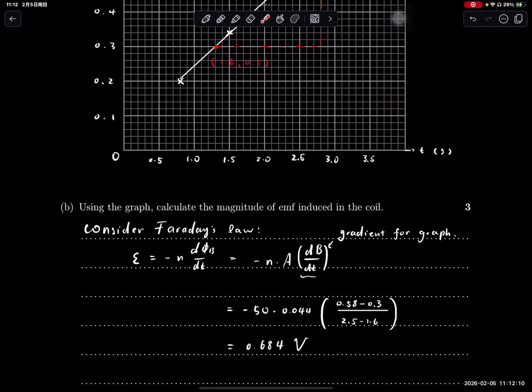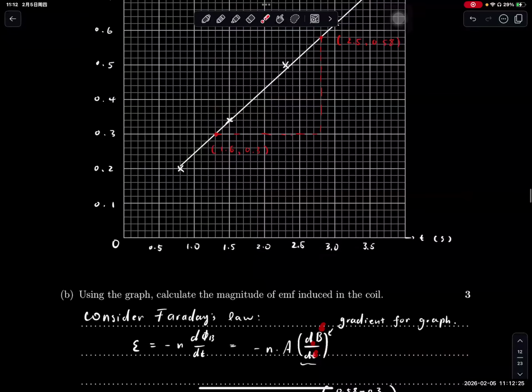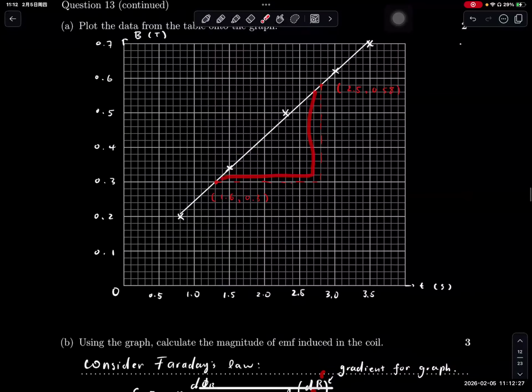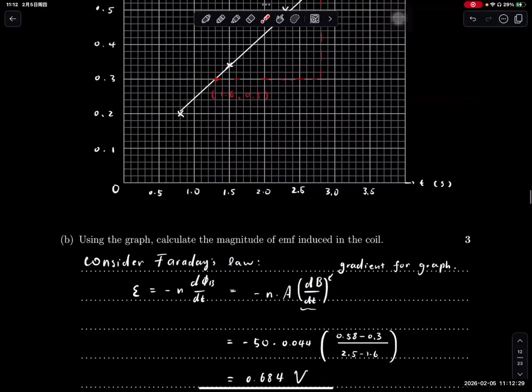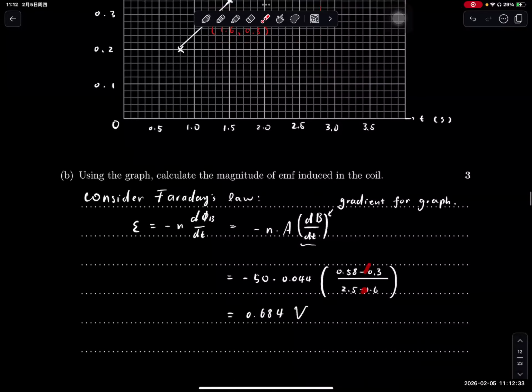So again, we have to consider the theory. Faraday's law states epsilon is equal to negative N d phi dt. The area is not changing, so we factorize A out of phi, and then we leave B as the differentiating term. If you are good at math, you should know dB/dt is exactly the gradient in this graph. So just calculate the gradient from the line of best fit, using rise over run, and multiply by area and N to get your voltage. I forgot to add a negative sign here, but I don't think that matters a lot.